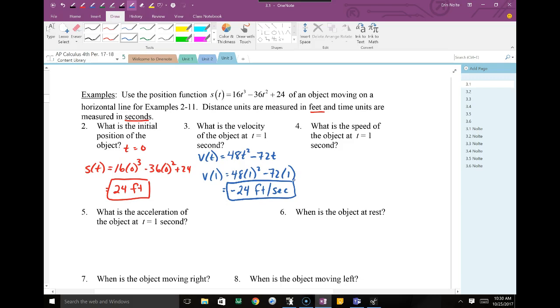Okay, number 4, what is the speed of the object at time 1? How do we find the speed? Nice, perfect. So to find speed, I'm simply going to take the absolute value of my velocity at time 1. So we just did that. The absolute value of negative 24 is 24. So it's just telling me how fast the object is moving. Velocity is slightly more descriptive. That's the only difference between velocity and speed.